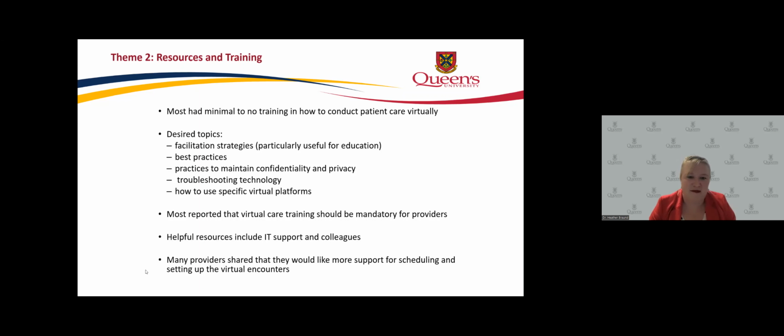They also identified that it would be helpful to know how to troubleshoot technology, both on their end, but also if their patients were struggling. Generally, most participants reported that virtual care training should be mandatory for all providers, as they felt that it would be here to stay in some form. Helpful resources for them included access to IT support and also their colleagues. And many providers shared that they would like more support around scheduling and setting up virtual encounters to enhance efficiency. Next slide, please.